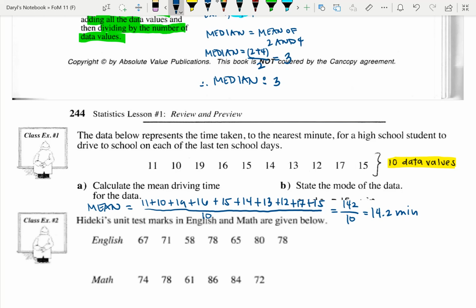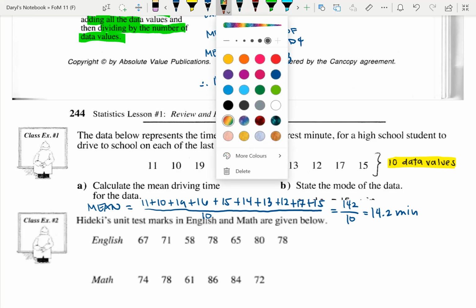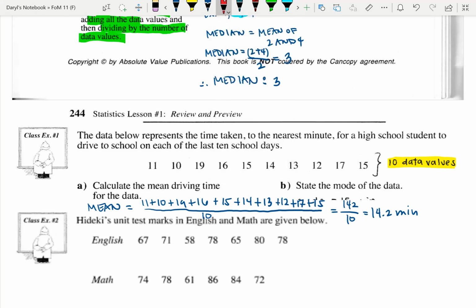So that would be the mean of this data set of data values. So the mean is 14.2 minutes. So for the second question, we're being asked to get the mode. So what is the mode of the data?